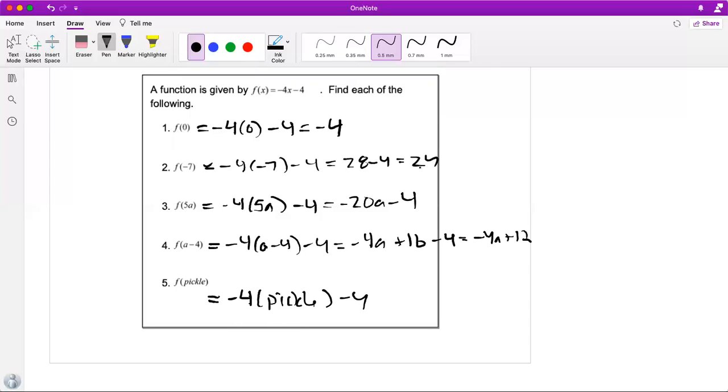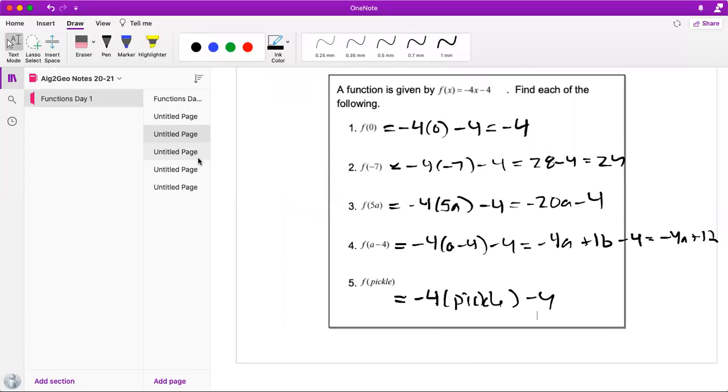Here the answers were numbers. Here the answers had variables in them. Here the answer doesn't make any sense, but the point is not that we're supposed to be solving important math problems with this. The point is that this function does the same thing no matter what's in the parentheses.